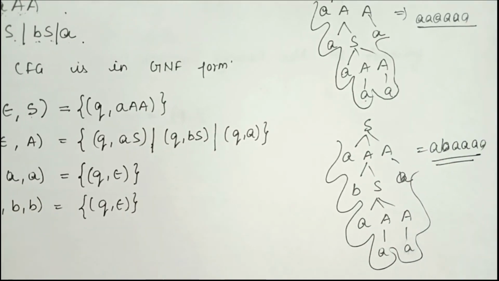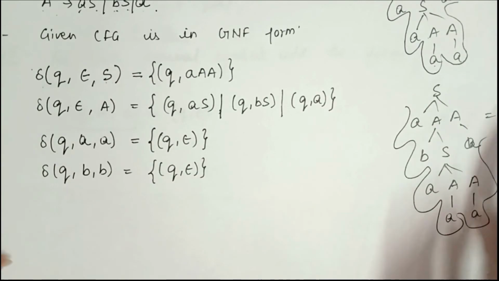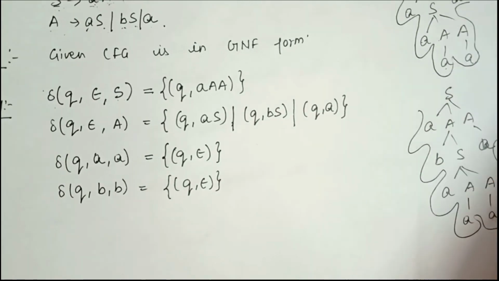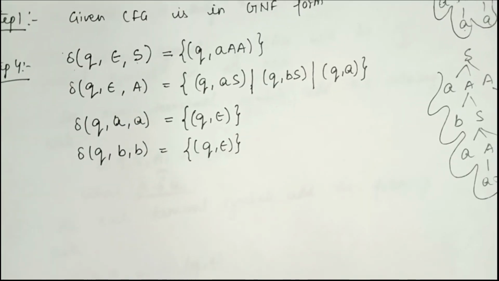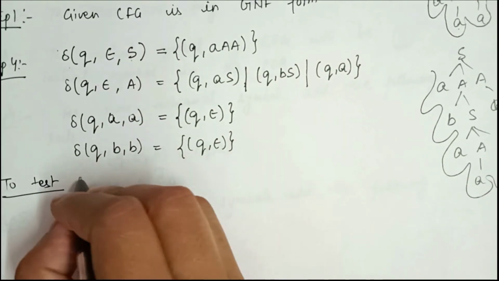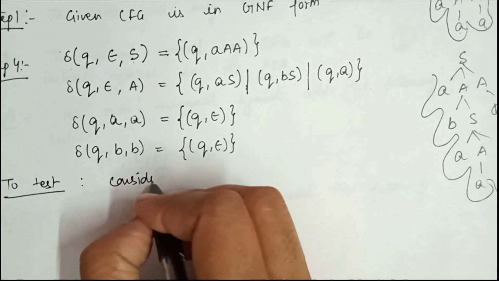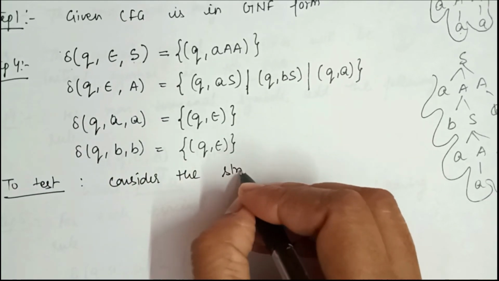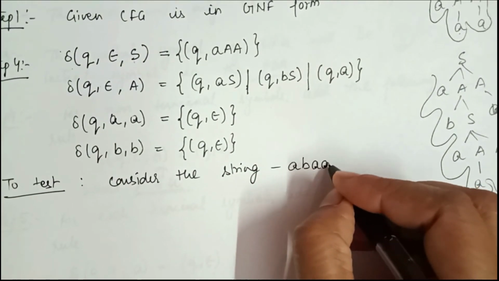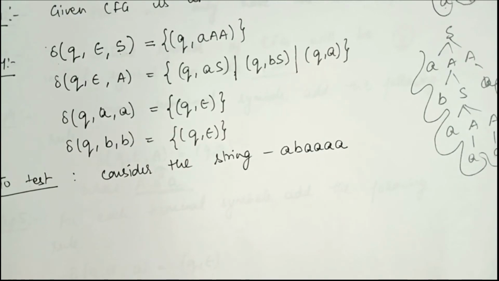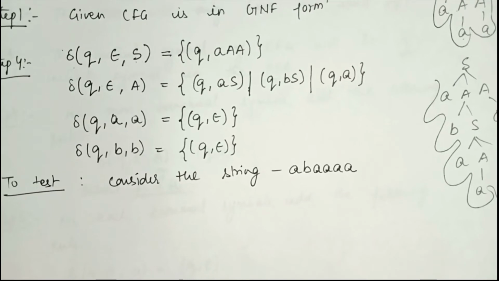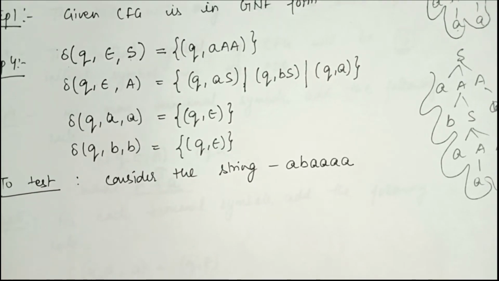So we take any string which is produced by this grammar. So I am taking this string, that is A, B, A, and check whether this following string is accepted by this PDA or not. So to test, we consider the string, and the string is A, B, A. You can take any string which is produced by the same grammar. Now how do we test whether this PDA accepts it or not?